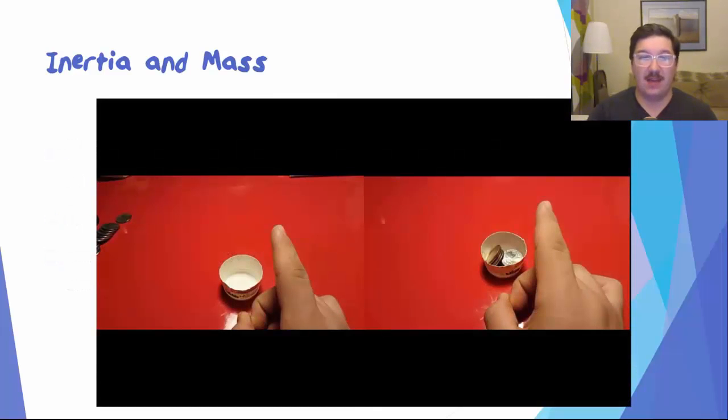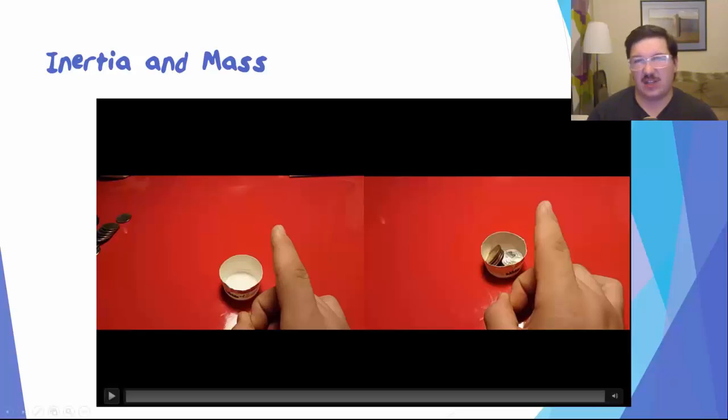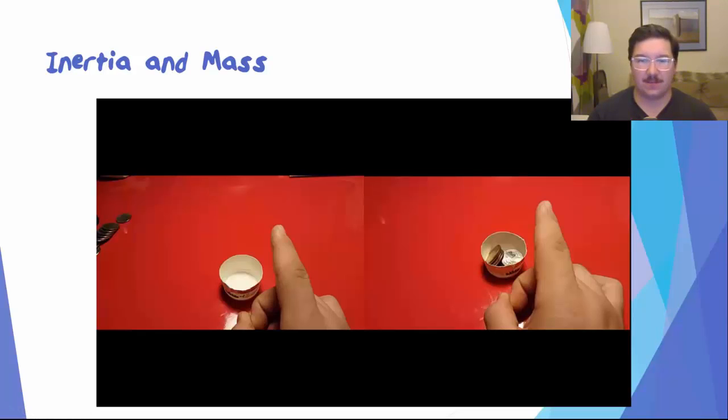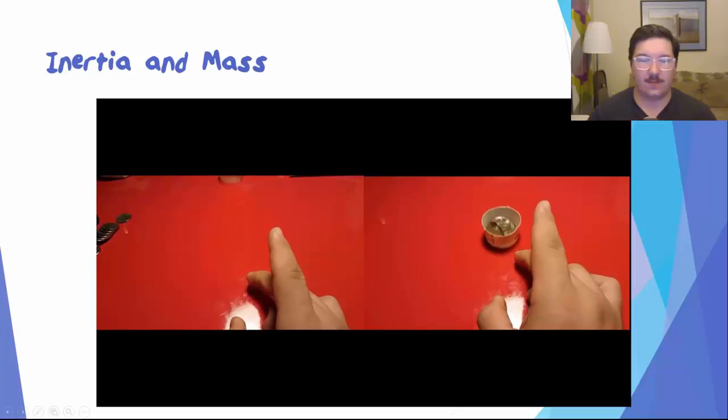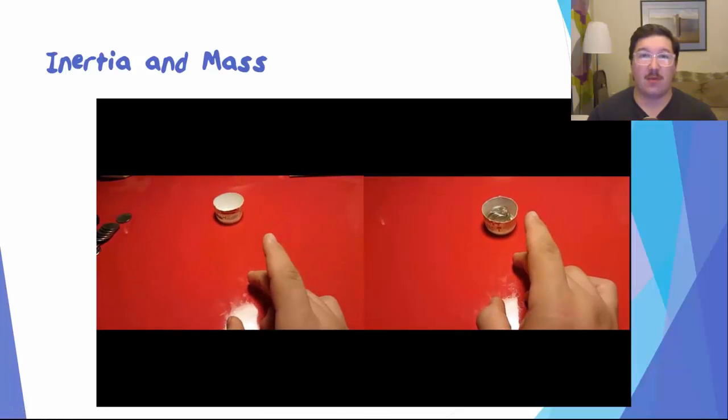Here's a video I took of me flicking a paper cup. On the left, the cup is empty. On the right, the cup is full of quarters. Each time I flick them with basically the same amount of force. The cup on the right, which is much more massive than the cup on the left, resists a change in its motion a lot more. Right? The cup on the right has more inertia than the cup on the left. The cup on the left, being so light, is very easy to change its state of motion, or in this case, its state of rest.